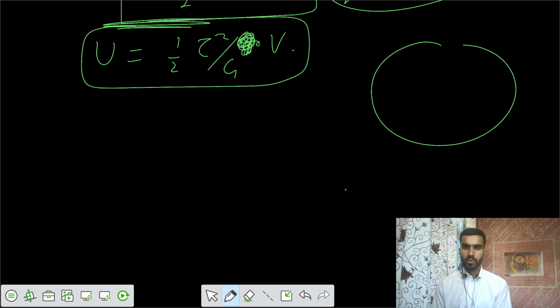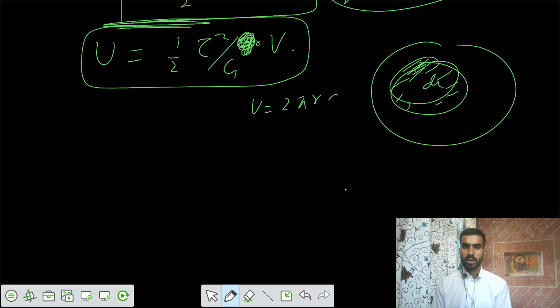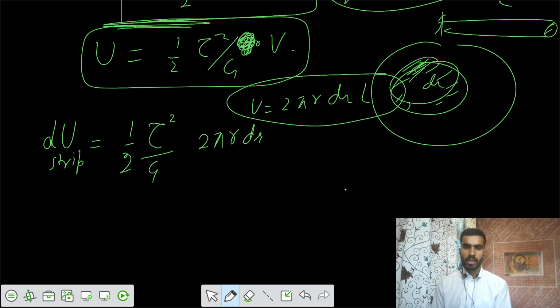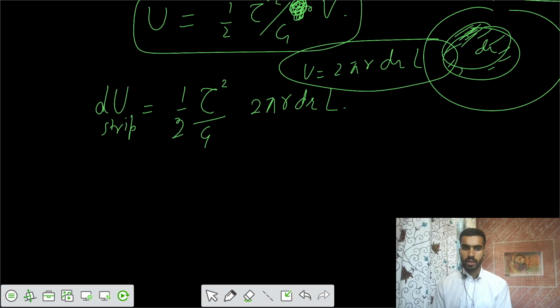Once we took that smaller differential element, the dr strip, I said that volume equals 2 pi r dr L, if you have a length of L. So the small strain energy stored in that strip of dr is equal to 1 by 2, tau square divided by G, times the volume 2 pi r dr L. So this is your equation.